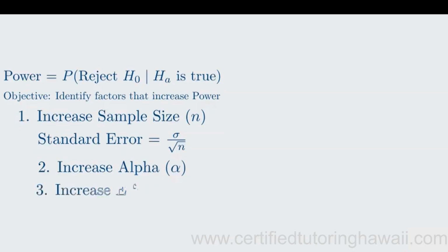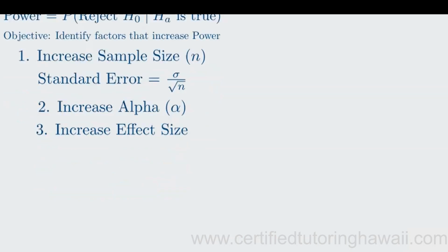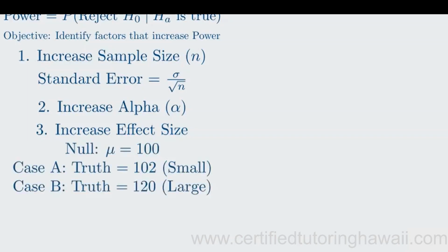This is called the effect size. Think about it this way. If you are looking for a needle in a haystack, it's hard to find. But if you are looking for a bowling ball in a haystack, it's easy. If the true population parameter is very far away from the hypothesized null value, your test is much more likely to detect that difference. Therefore, a larger effect size leads to higher power.